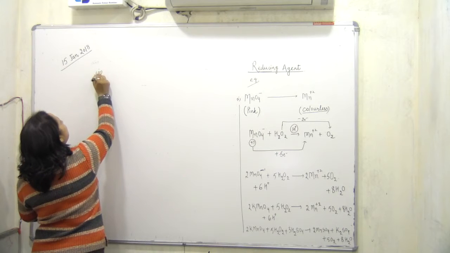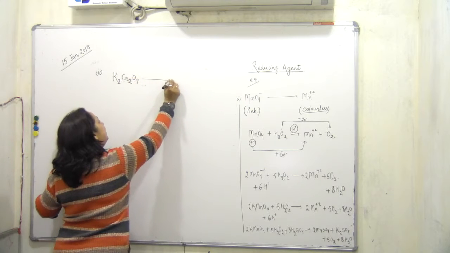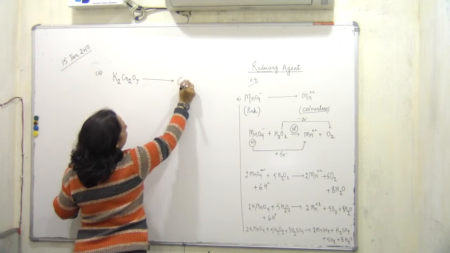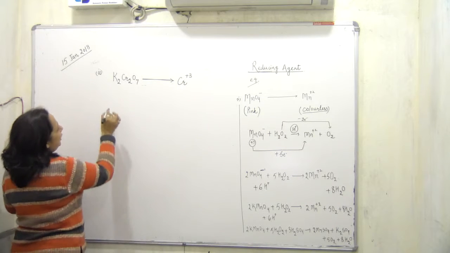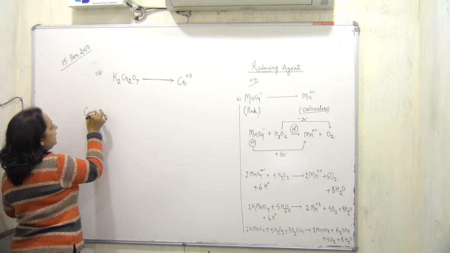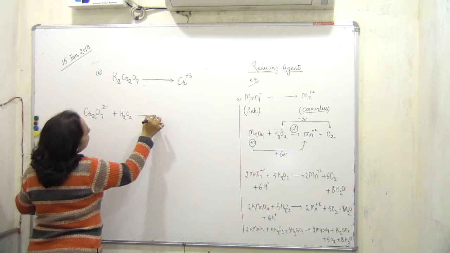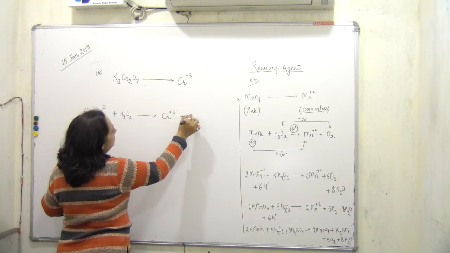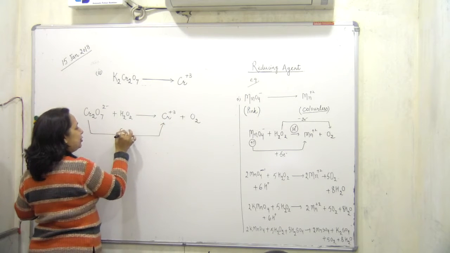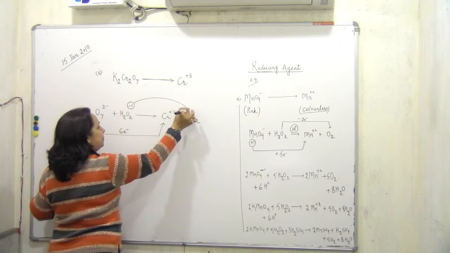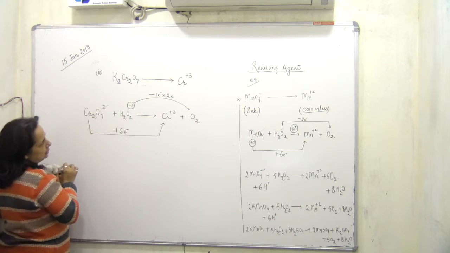Second we can have potassium dichromate K2Cr2O7, which can be reduced to Cr3 positive by hydrogen peroxide. It means now we have to balance the reaction, that is dichromate ion in presence of hydrogen peroxide is converted to chromium 3 positive plus oxygen. Change in chromium is by 6 electrons. Change in peroxide is by 2 electrons, loss of 2 and gain of 6.